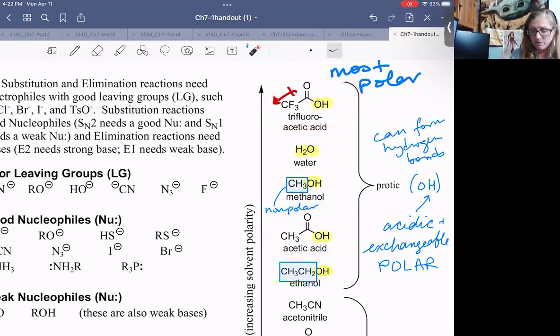Okay, so just a little comparison here of some, and recognizing that these are all examples of what we describe as protic solvents. So if we had something like water, methanol, ethanol, sometimes acetic acid, those we would recognize as extremely polar, and also we would call them protic solvents.